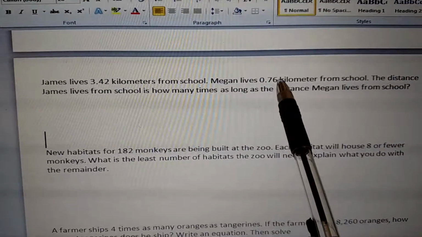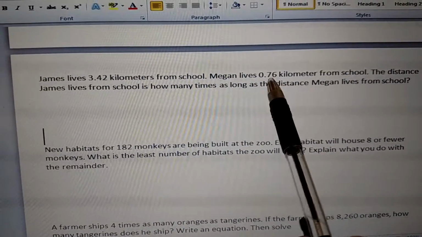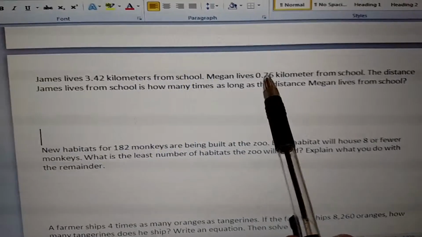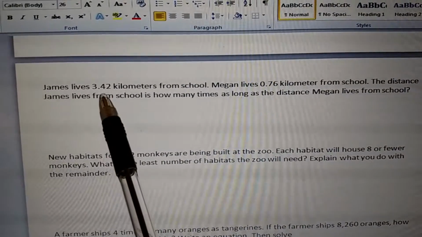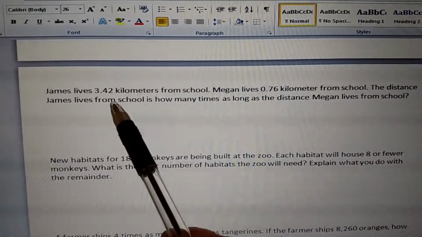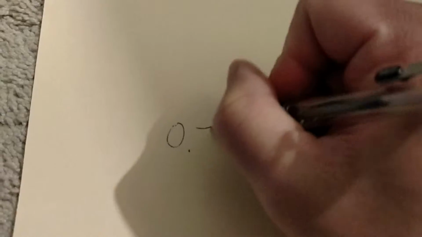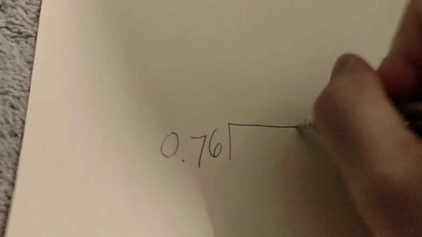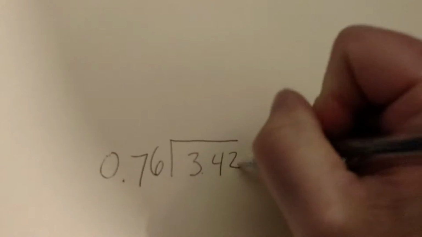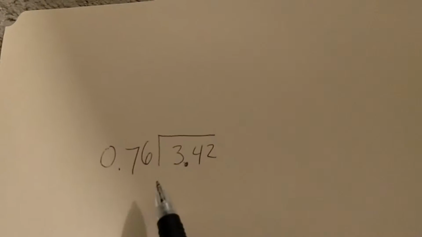To figure that out, we've got to figure out how many of these 0.7600ths go into 3.4200ths, and we'll figure out how many times this is compared to this. So to write that problem out, it's going to look like this: 0.76 going into 3.4200. Now this is how we set up that problem to figure out the answer.